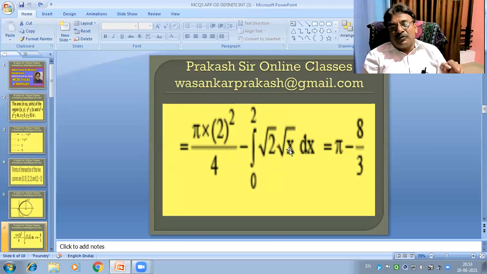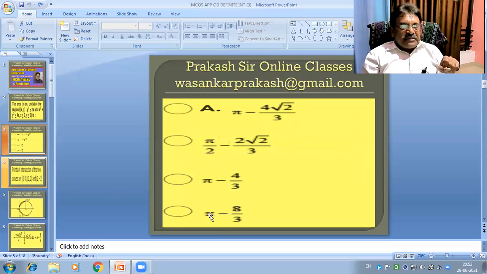2 into root 2 upon 3 by 2, that is 4 into root 2 upon 3. And 4 into root 2 into root 2, so we get 8 by 3. With the minus sign here, we get 8 by 3. If I put the lower limit, then we get 0. Therefore, the area of the shaded region is pi minus 8 by 3.